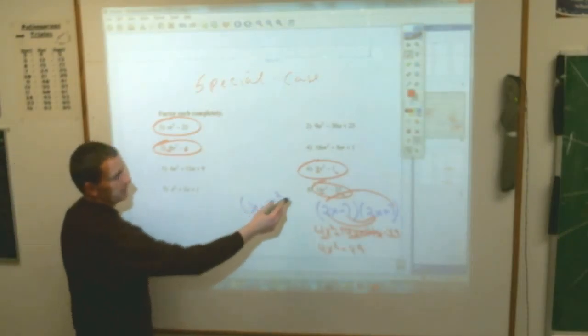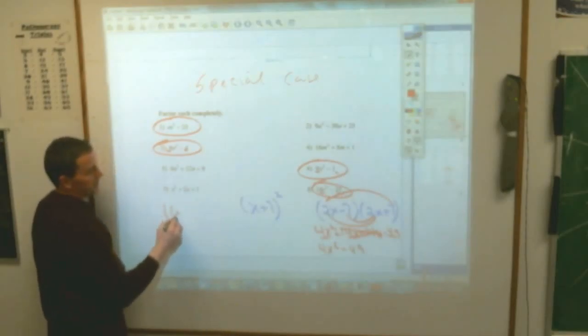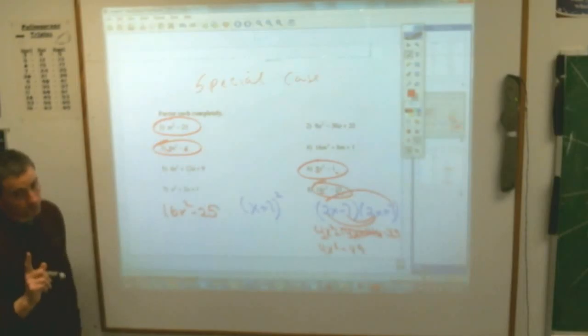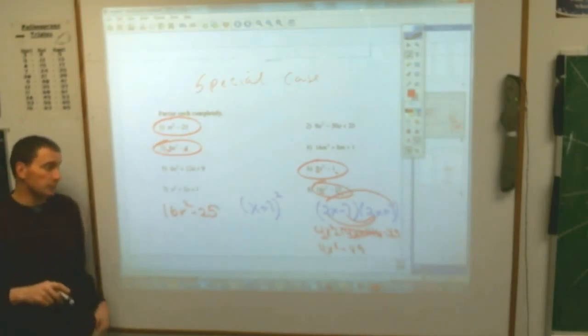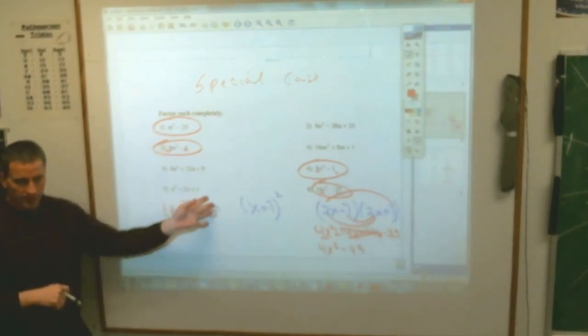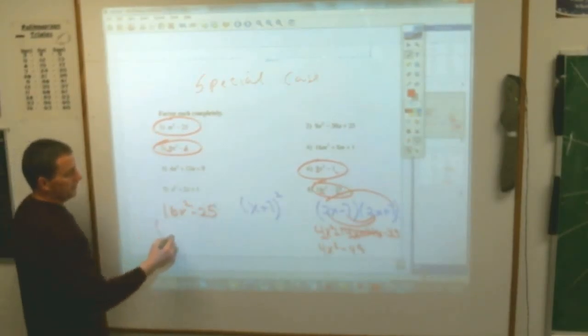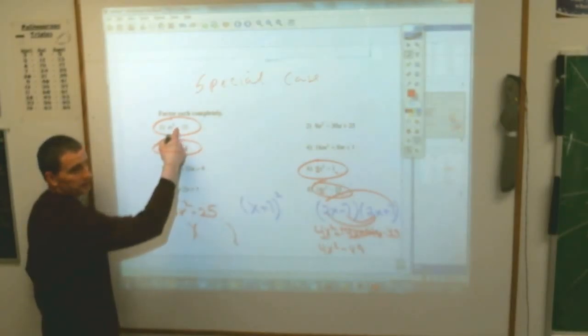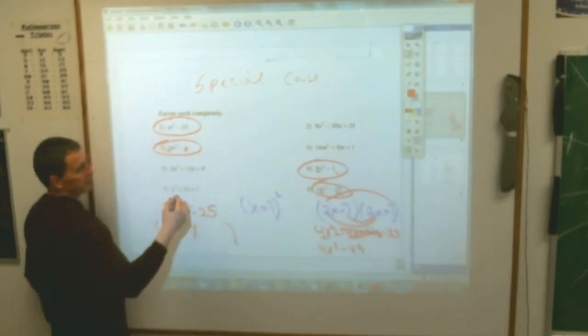So if you're given this one here, 16r squared minus 25, don't forget, the first thing you do is look to see, can you take something out of 16 and 25? No, you can't. You still have to look for that. In this case, you can't. But if they are, and it has to be a subtraction sign. You can't do this with plus. Okay, it has to be subtraction.